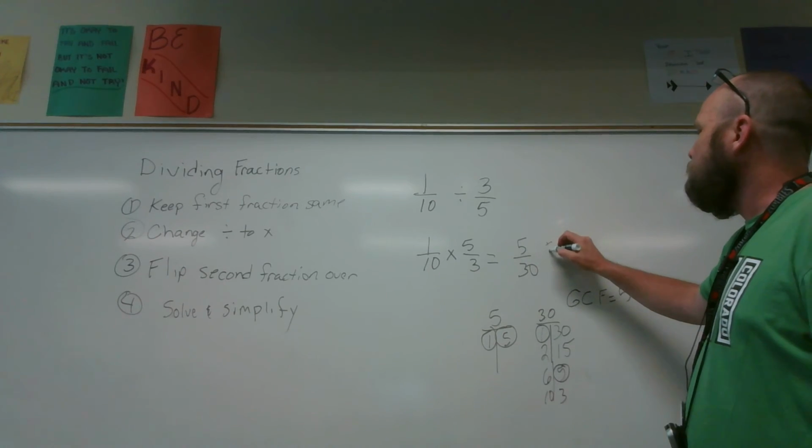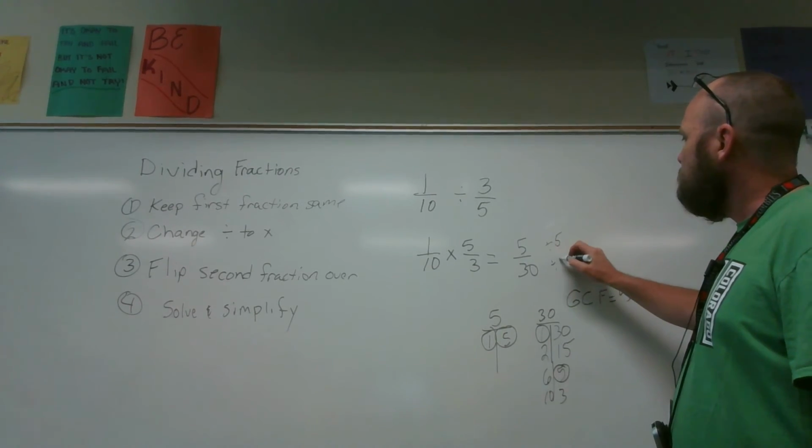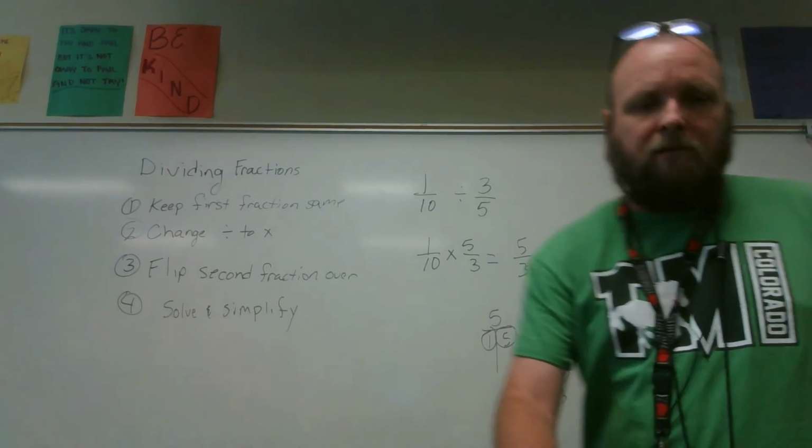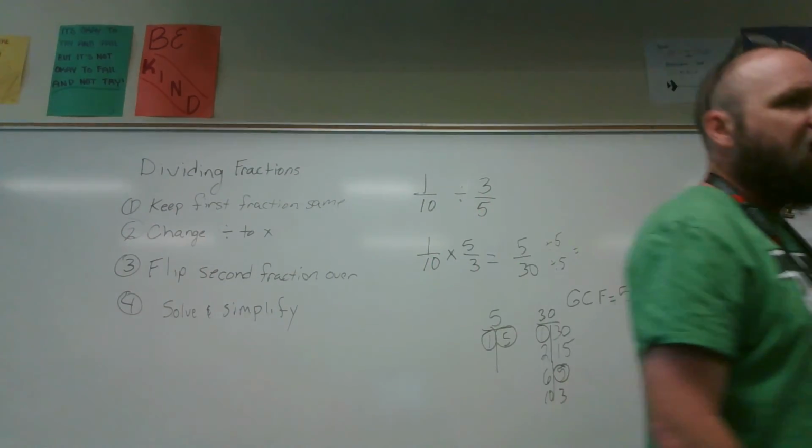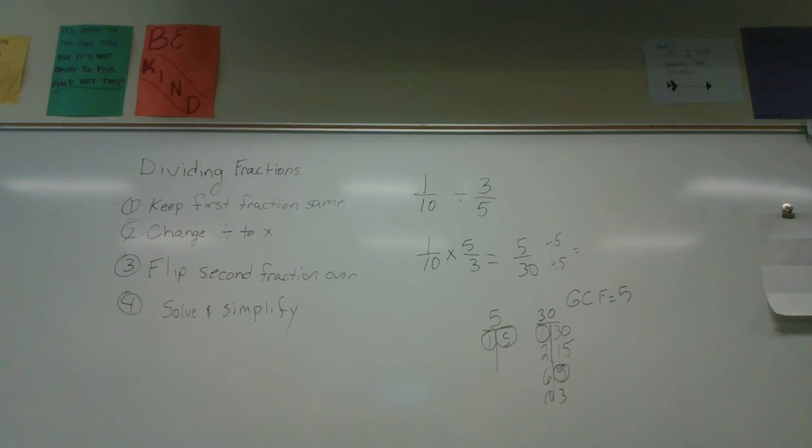So we will simplify that by dividing both the numerator and denominator by 5. And Ava, what is 5 divided by 5? And Ava, what's 30 divided by 5? 6.